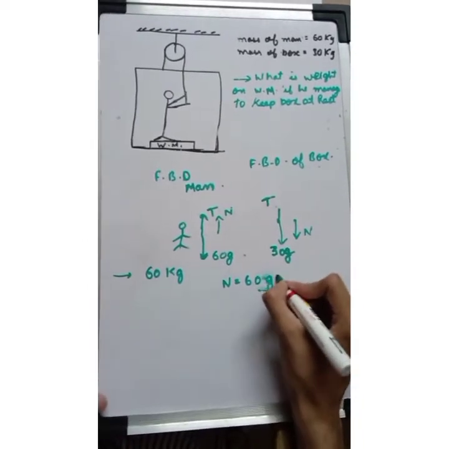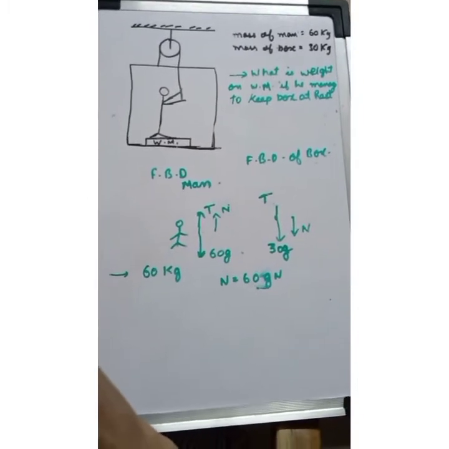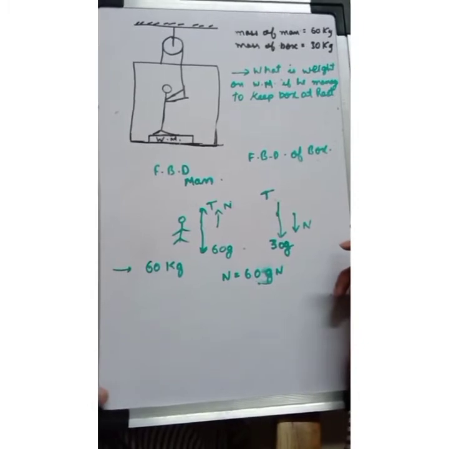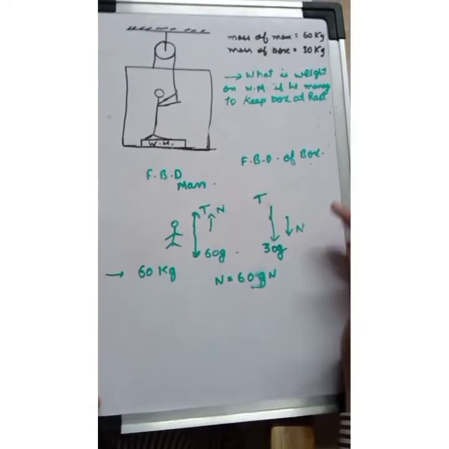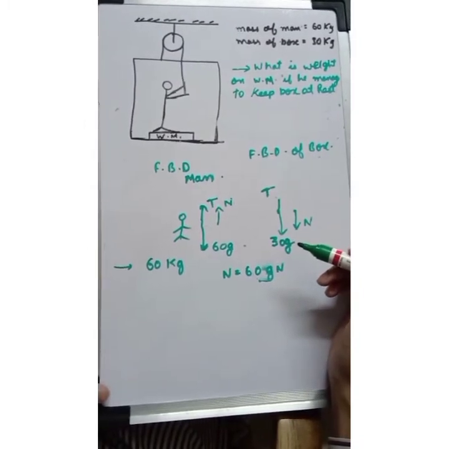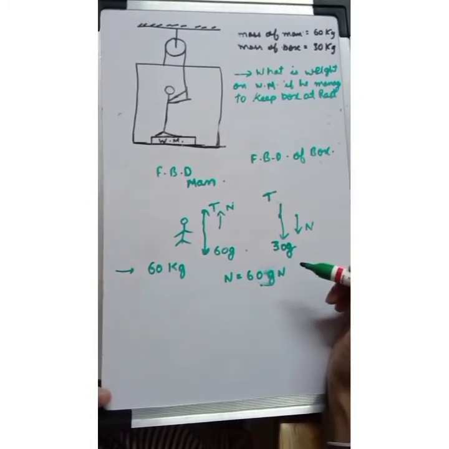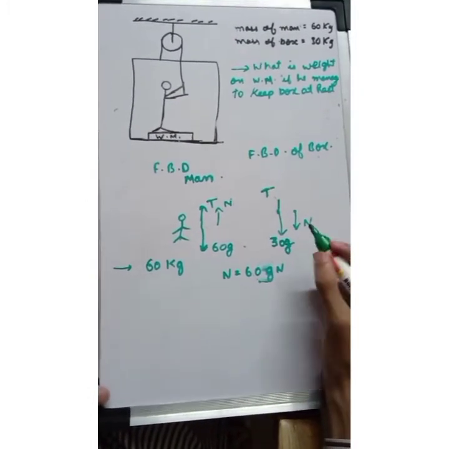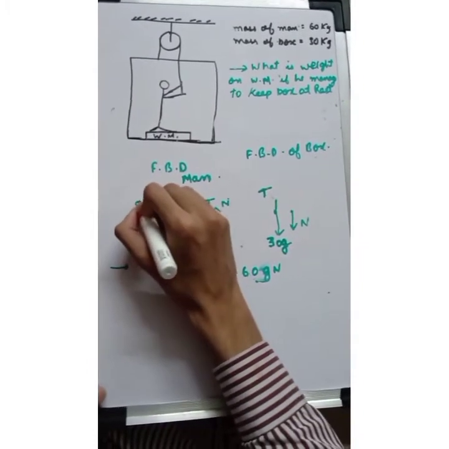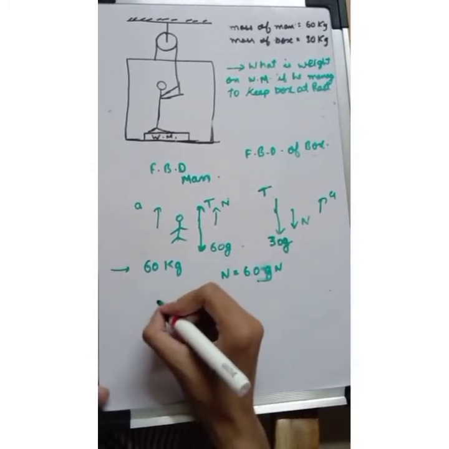Now we saw the first case in which the box was at rest, but it will not always happen. For different tensions, it may be moving upwards, it may be moving downwards. So let us assume that when the normal reaction is equal to 60 into g Newton, the box is moving upwards. Let us take the acceleration direction here for both of them.